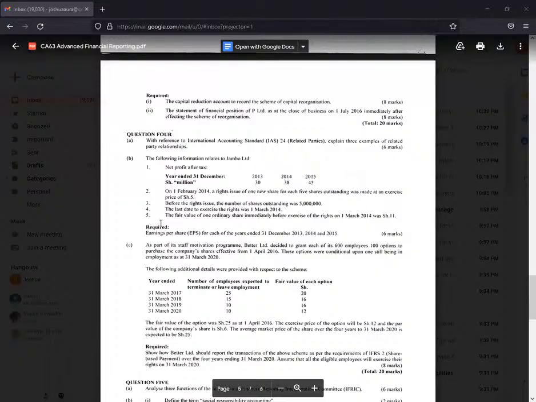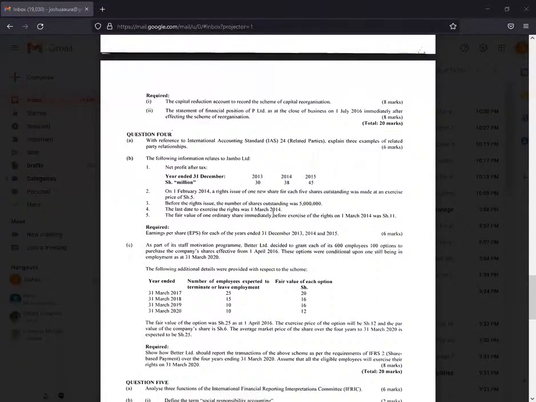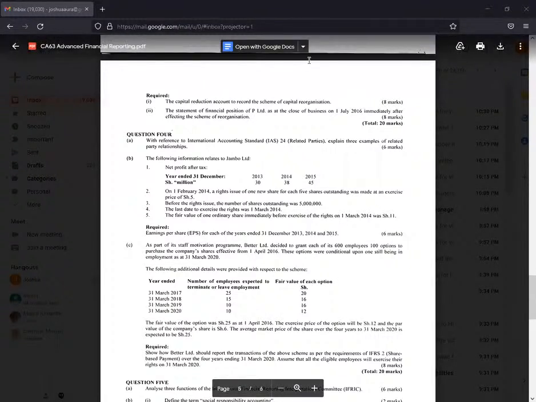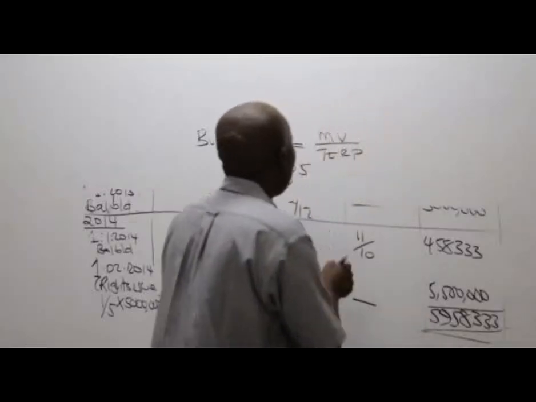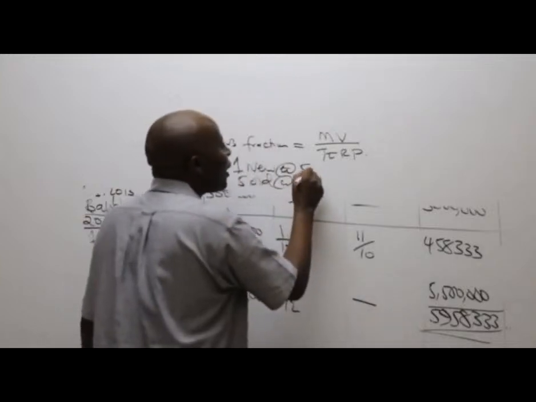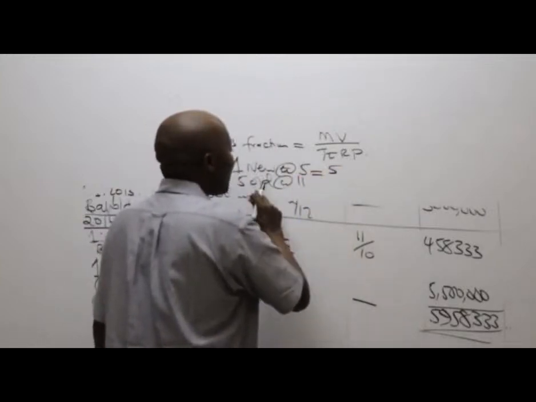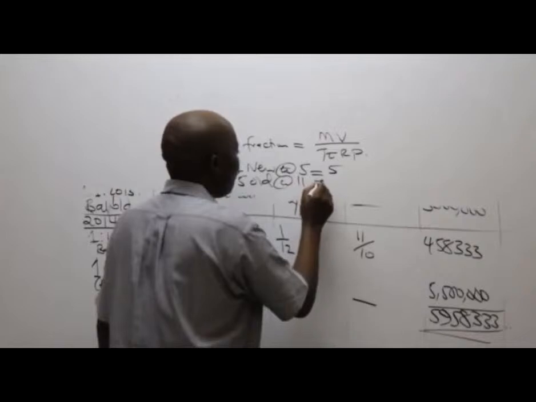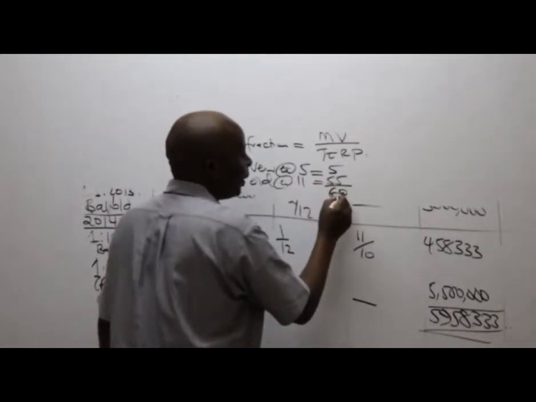So the fair value of 1 ordinary share immediately before exercise of the rights on 1st March 2014 was 11. So times 11 like that. And this is what students came and gave me a figure of 5 there, and somebody a figure of 55. So it gave us, somebody said, 60.